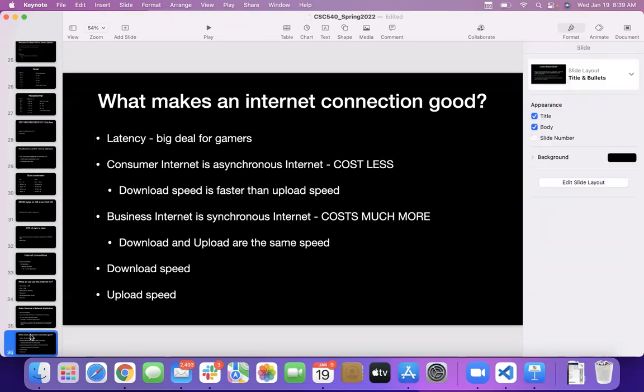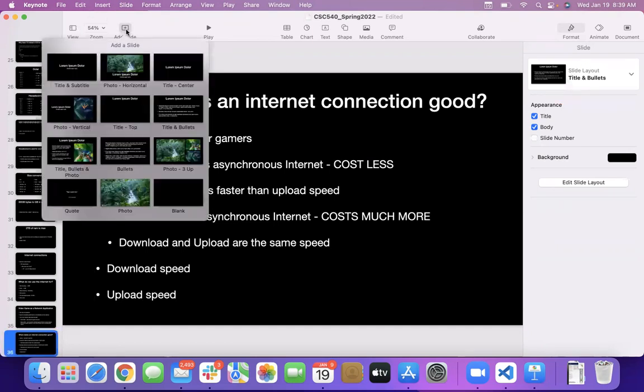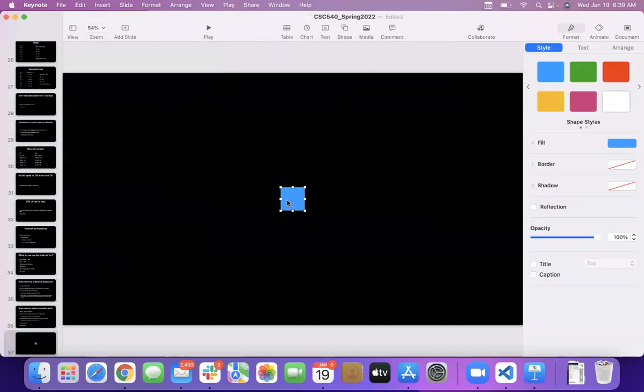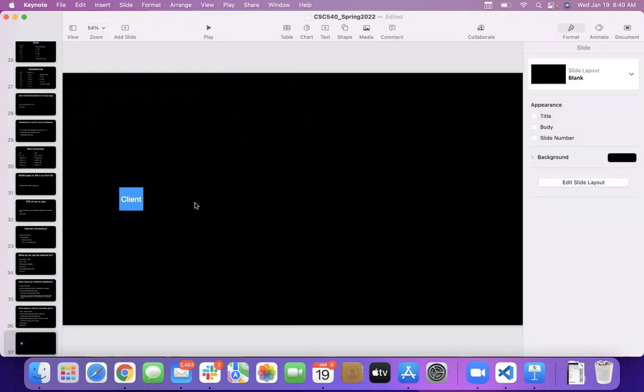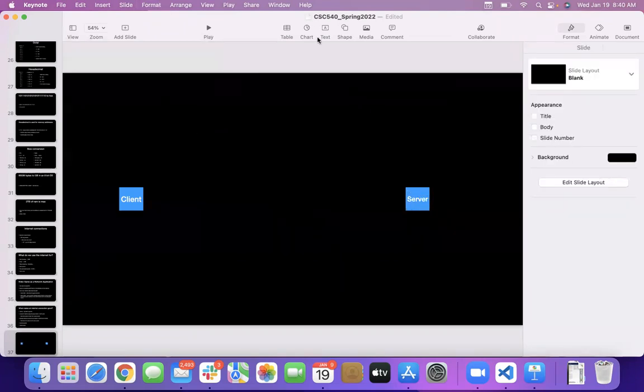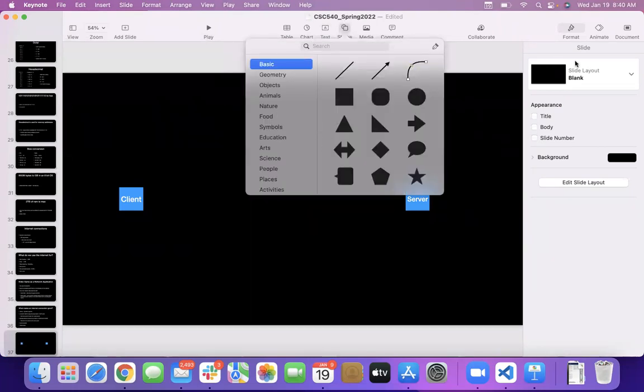All right, so if we kind of draw a picture here and look at what the internet actually looks like, the internet is a client server model at the high level. Okay. Now, I'm going to draw two lines here. Where's my lines?